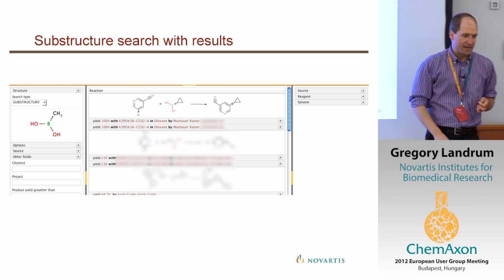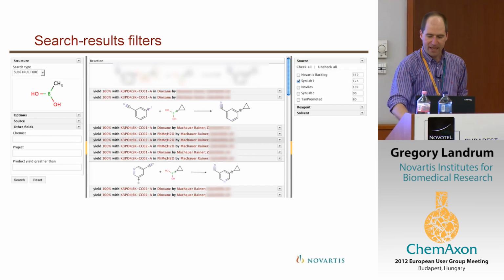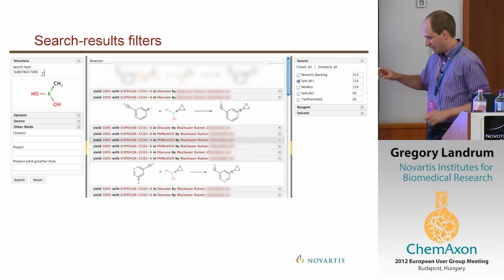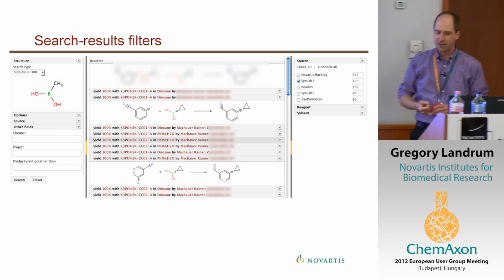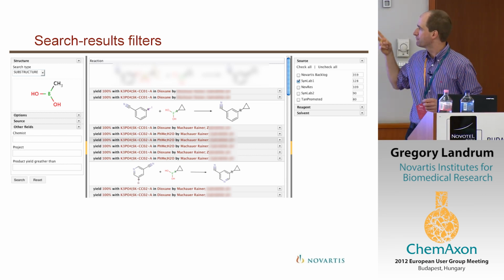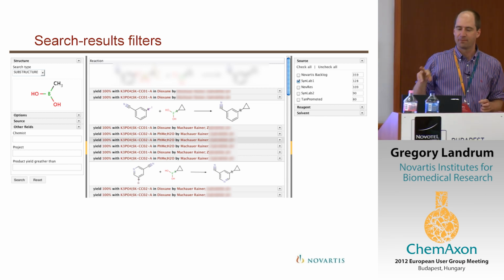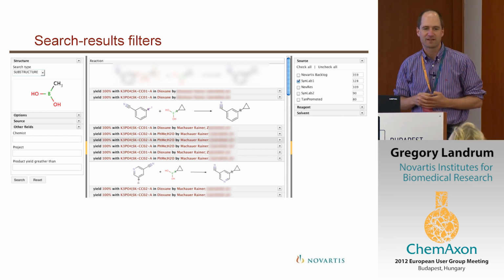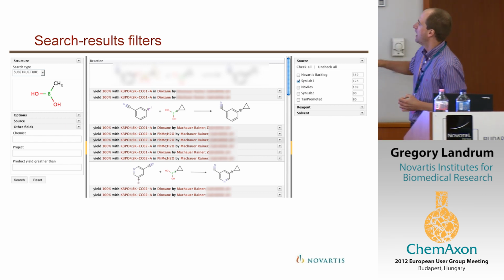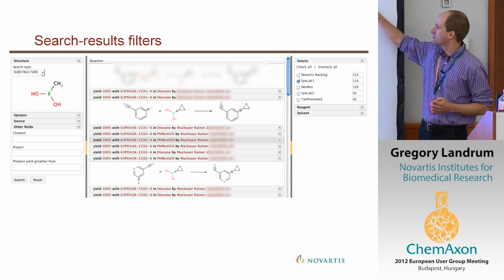On the right-hand side, I have the filters, so I can expand those and say, well, at the moment, there are 5 different collections present. There is the Novartis backlog. There are 2 different SynLab tabs. These are the scale-up labs. These are the ones that people actually typically want to see the reactions for because they tend to be the most reliable. And then there are 2 other historical collections.